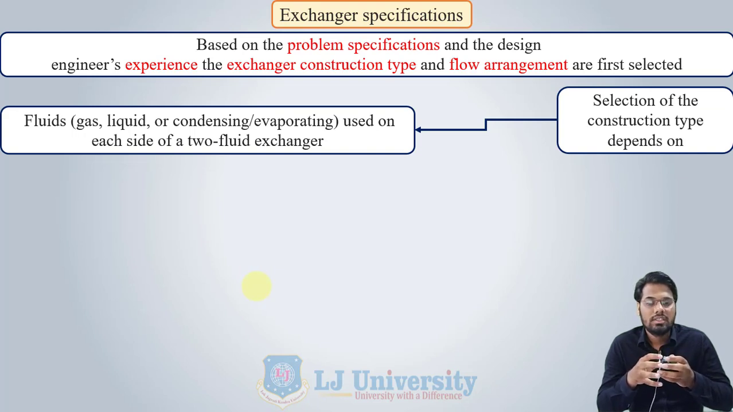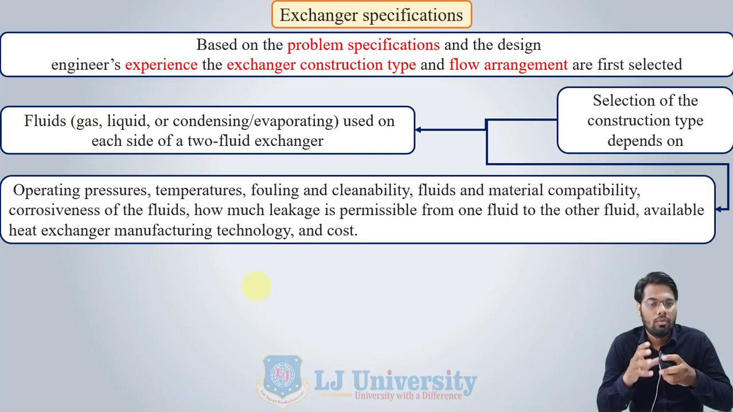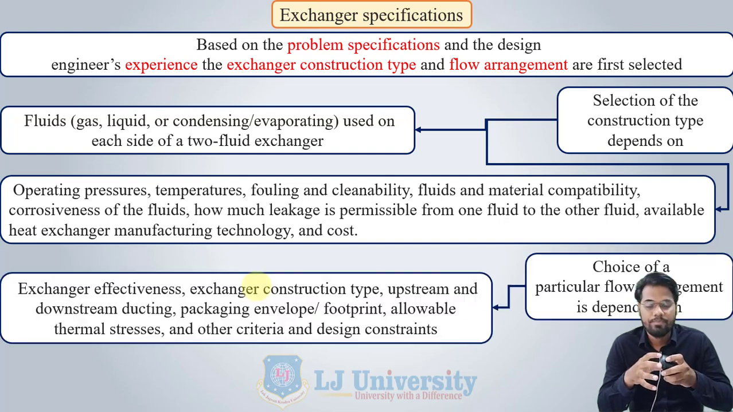The selection of the construction type also depends on the fluid, that is, what kind of fluid is going to be used in this particular application on each side of the two-fluid heat exchanger. What is the operating pressure limitation, temperature, fouling and cleanability, fluid and material compatibility for the application, corrosiveness of the fluid, how much leakage is permissible from one fluid to the other, available heat exchanger manufacturing technologies, and cost. So these are the factors which the design engineer needs to take into consideration while the specification of the heat exchanger is being decided.